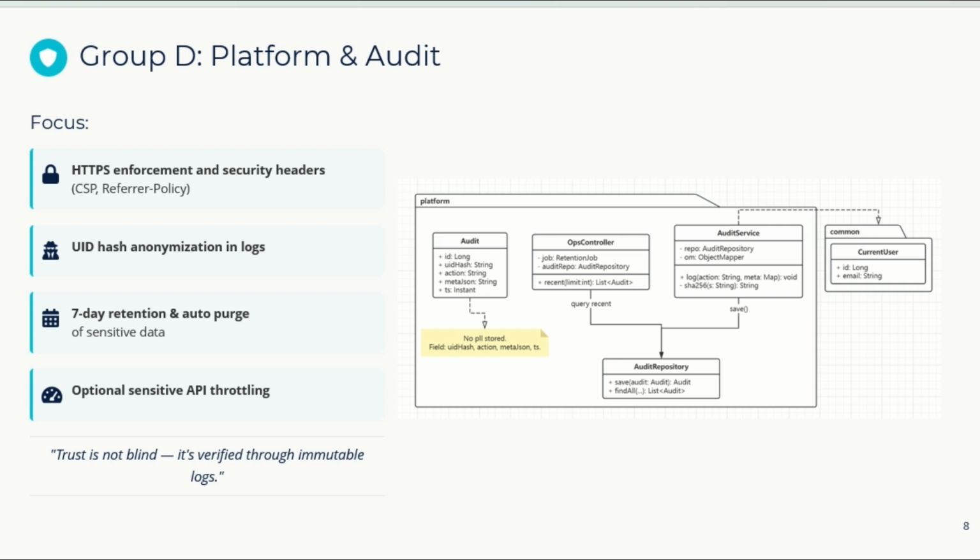Together, Group C and D create a secure communication pipeline. Every message, every action, every request is both private and traceable.